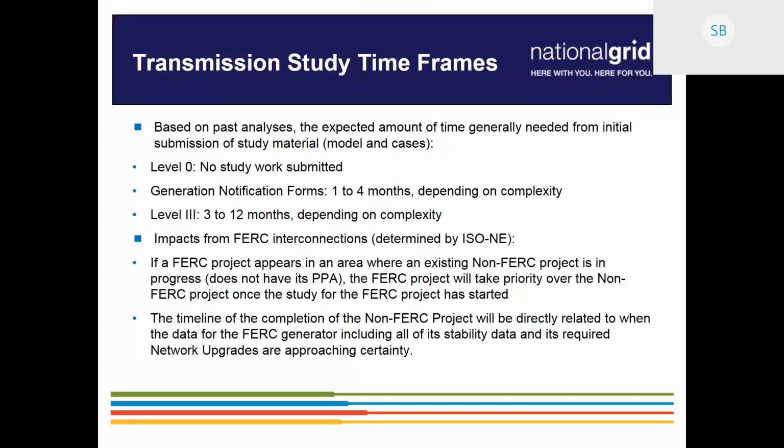You mentioned that FERC projects take priority. Is there any list of FERC projects, or how would we be able to find out before we were even submitting an application? On the ISO New England website, there is a public listing of the ISO queue, where you'll see the FERC project interconnections, as well as the non-FERC interconnections that ISO has already captured on their listing.